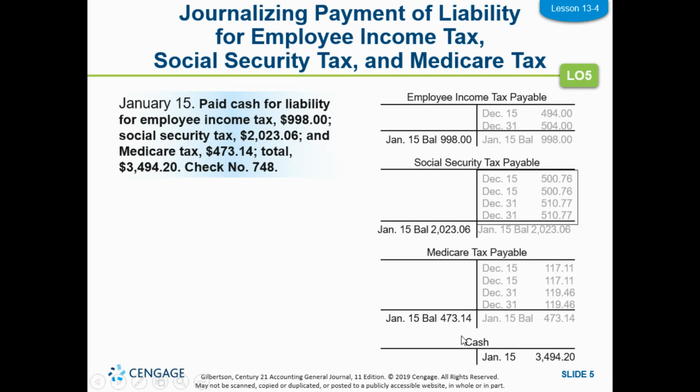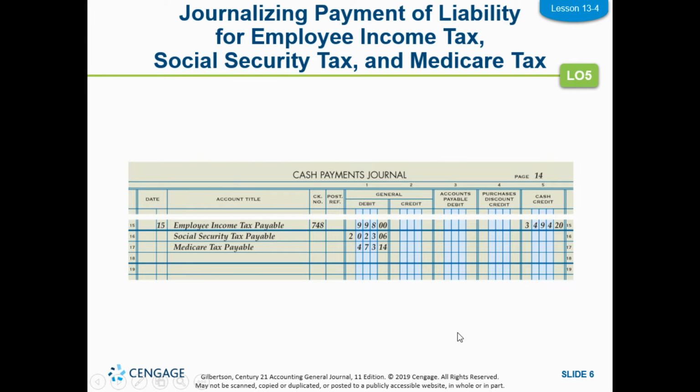All right. And when it comes to journalizing that, again, we're recording it on the 15th of the following month. Employee income tax payable or federal income tax payable, whatever you have in your chart of accounts. Social Security tax payable, Medicare tax payable. Check number 748. Again, our 1, 2, 3, 4, 5-step process here.